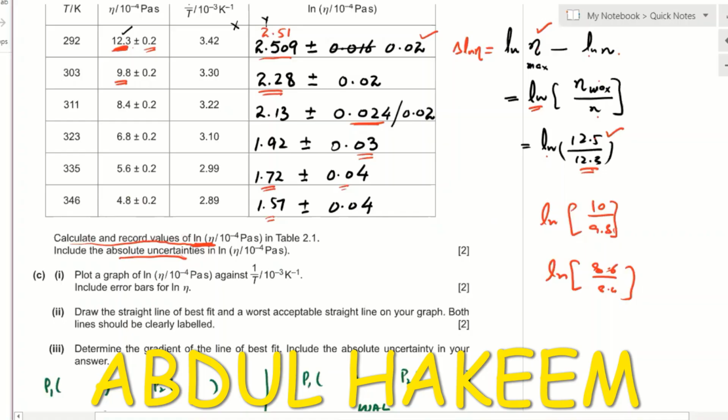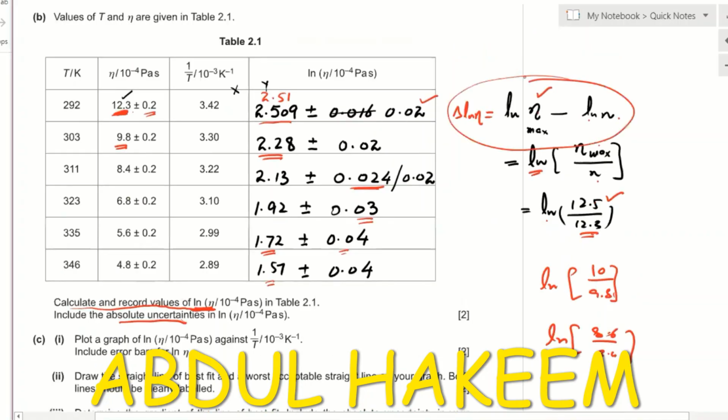So this is the formula to calculate the uncertainty in ln eta: ln of the maximum value minus ln eta, or we can write it as ln of eta maximum divided by the normal eta value, because in logs, the negative is represented by the division sign.